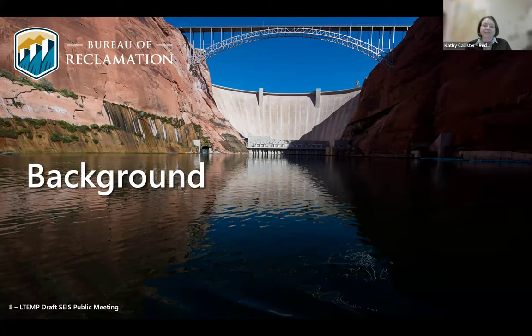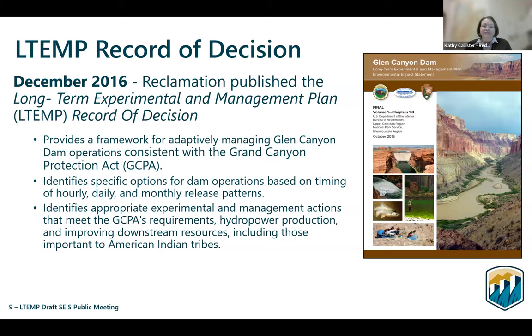All right, in December 2016, Reclamation signed a record of decision for the LTEMP. The LTEMP provides a framework for adaptively managing Glen Canyon Dam operations to be consistent with the Grand Canyon Protection Act. It identifies options for dam operations based on the timing of hourly, daily, and monthly flows. It also gives us a framework for experimental and management actions that meet the requirements of the Grand Canyon Protection Act. It also addresses hydropower production and ways to improve downstream resources, including those important to American Indian tribes.